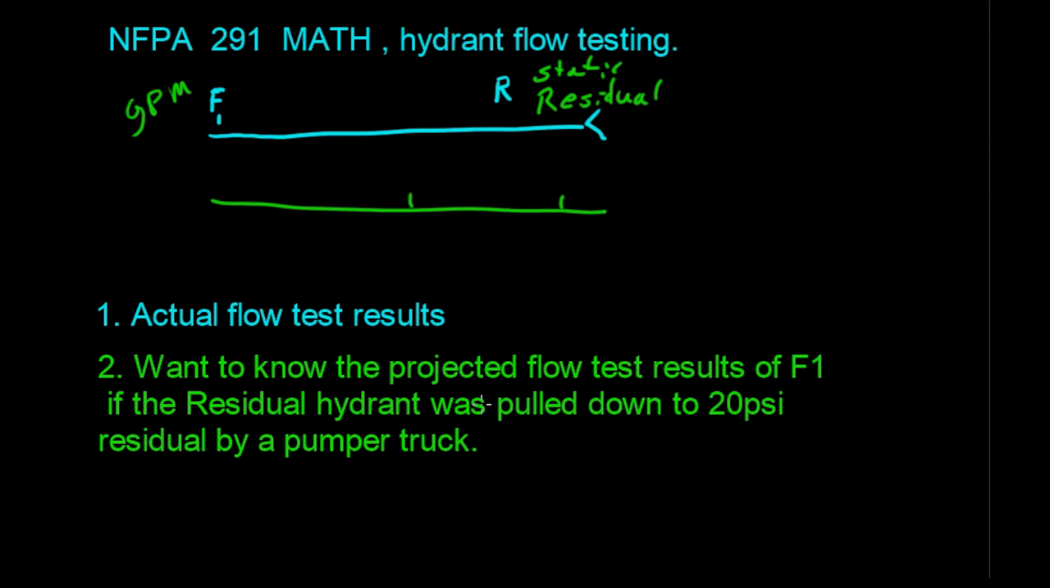And the reason you do that is the city wants to know what the projected flow test results of hydrant F1 would be if you flowed so much water out of this that it pulled the residual reading on this hydrant during flow conditions down to 20 psi. How much could we pull in gallons per minute to drop this to 20?